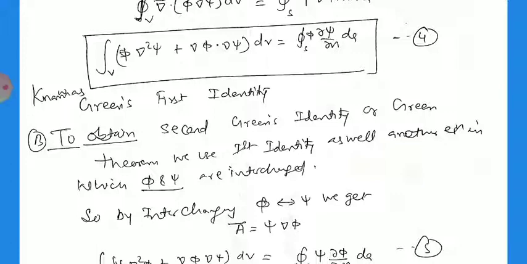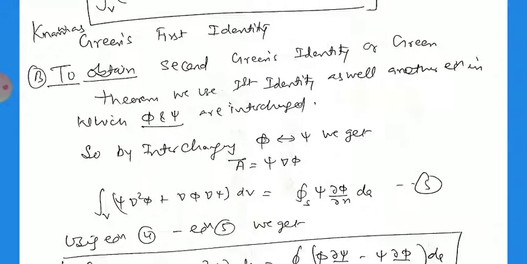Now, to obtain the second Green's identity or Green theorem, we have to use the first identity as well as the another equation in which phi and psi are interchanged. So, by interchanging the phi to psi, we get A vector equal to the psi del phi, and the volume integration of the psi del square phi plus del phi dot del psi dV equal to the surface integration of the psi del phi by del n dA.